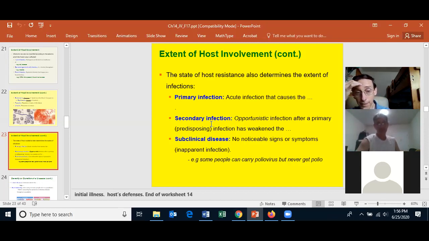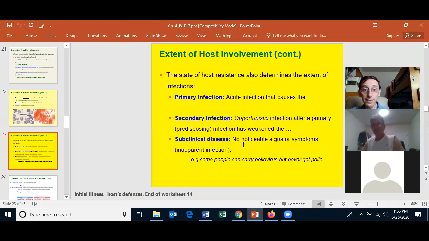Sometimes with children, they get sick and they get a sore throat, and then later they get a secondary infection of their ears. The primary infection allowed the secondary organism to get established and cause another problem. I can't think of another example of that, but that's one.